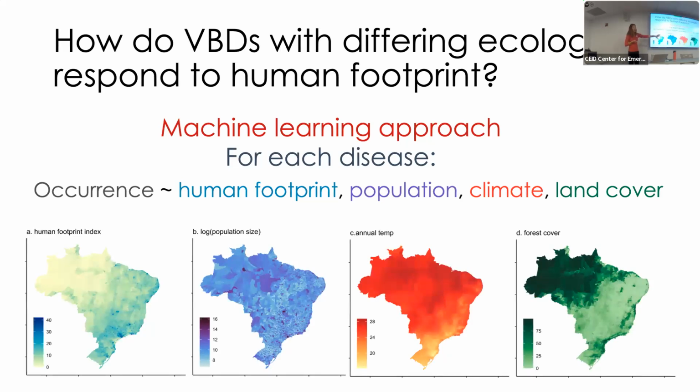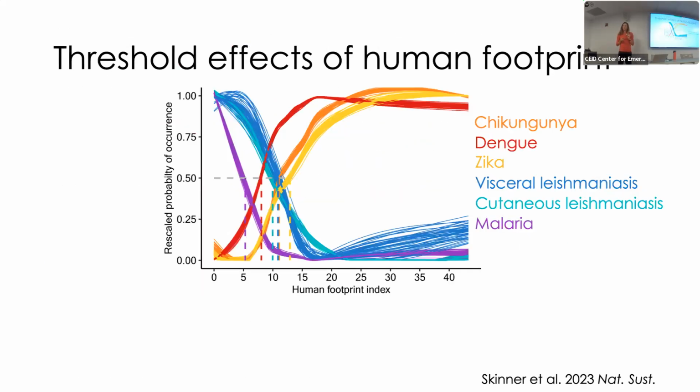So this is a map of some examples of what these variables look like: human footprint across Brazil, population size, temperature, and forest cover. Again, we're focused on human footprint here. And what we found with this machine learning approach was that for each of these 6 diseases, human footprint was among the top predictors of its occurrence in a given municipality in a given year.